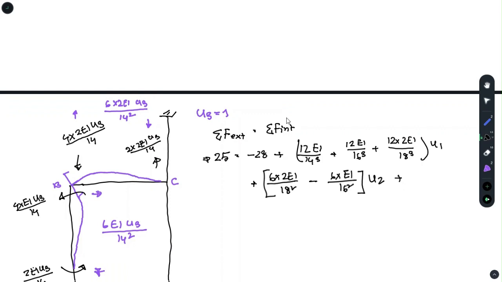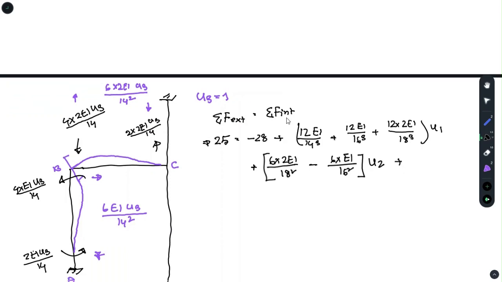So for the application of DOF U3, we got a reaction of this, which is 6 EI U3 over L4 squared, and it is right directed. So the value will be plus 6 EI U3 over L squared, which is L4 squared. So this is our first equation. So we'll get another equation for the application of DOF U2 and U3. So let's find them out.